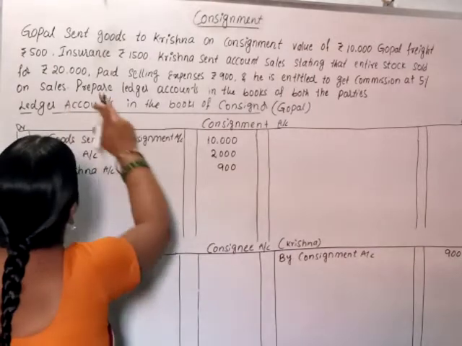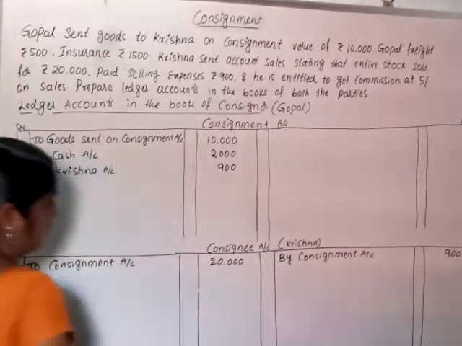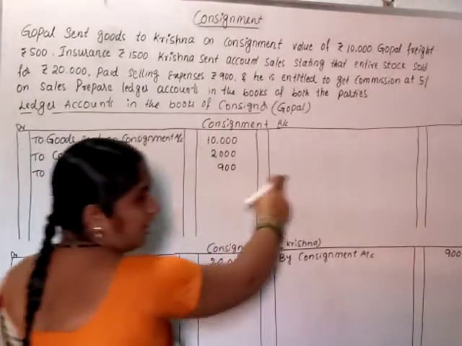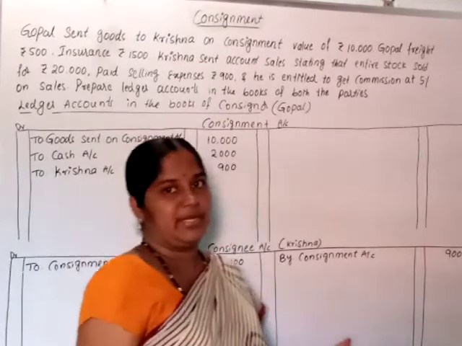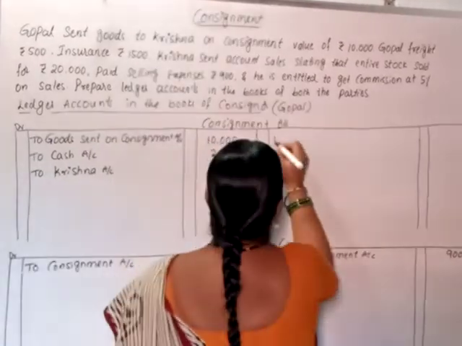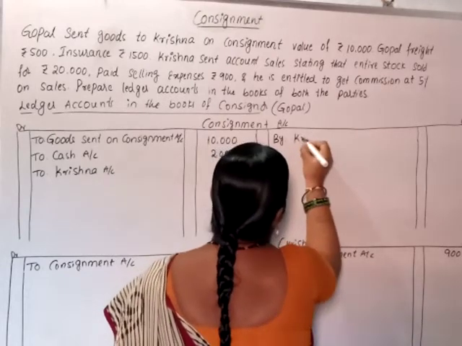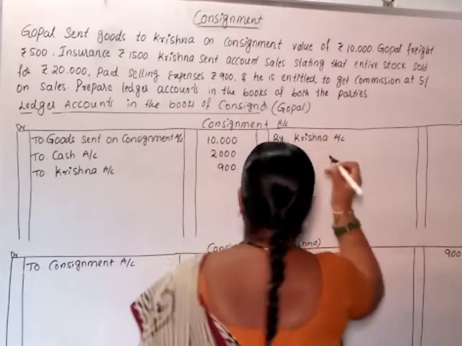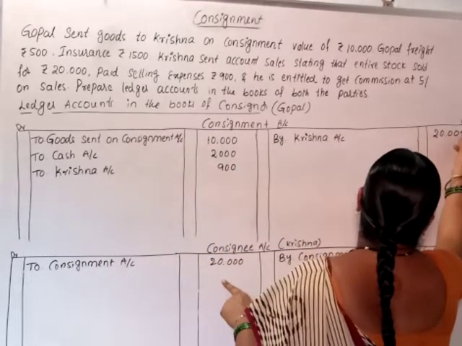So the total stock was sold for 20,000. So write here 20,000. Again consignment account also we have, so it is affected on the credit side, because in the journal entry we created the consignment account. That's why on the credit side of the consignment account write as by consignee account. So who is the consignee here? Krishna. So write here Krishna account. Value how much here? 20,000 rupees.